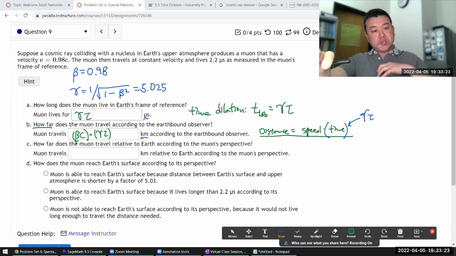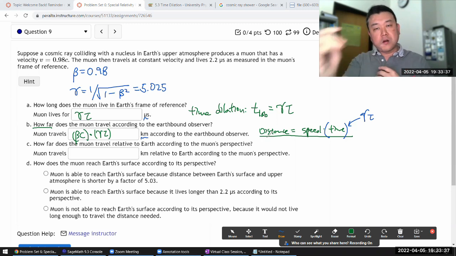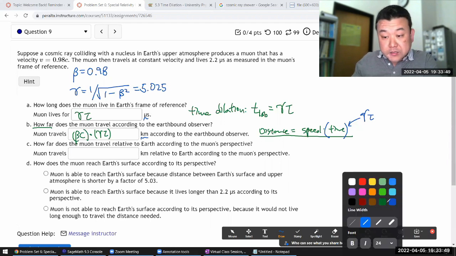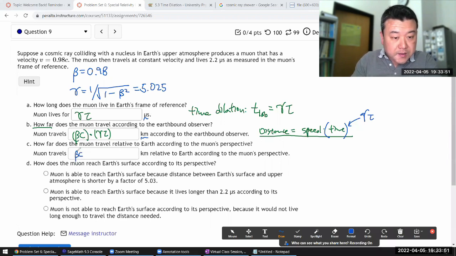So for that scenario, the situation of a muon and Earth is symmetric. If a muon is moving at 0.9c when Earth is at rest, then when the muon is at rest, Earth is moving at 0.9c. So in the muon's reference frame, Earth is moving at the same speed that the muon is in Earth's reference frame. Now what changes is the duration of time. In this expression for speed times duration of time, the speed hasn't changed. That's still beta c, but the duration of time is going to be back down to tau, not gamma tau.